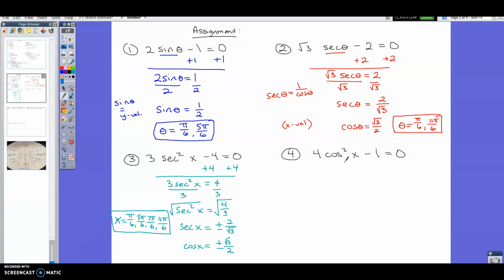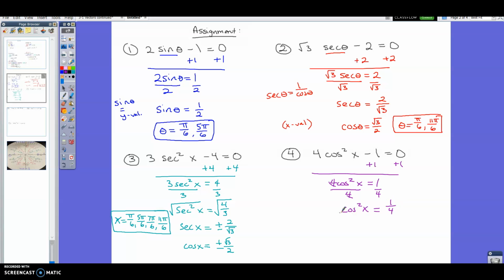Okay, number 4, we're doing pretty much the same thing we did on number 3. It's going to be very similar, except we're not going to have to flip it, because cosine is actually on our unit circle. So we want to get rid of the minus 1 by adding it, just like any other algebra problem. 4 cosine squared x equals 1. Now we want to get our cosine part by itself, so we're going to divide both sides by 4. So we have cosine squared x equals 1/4.